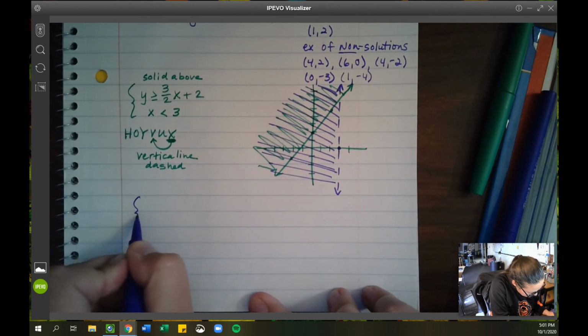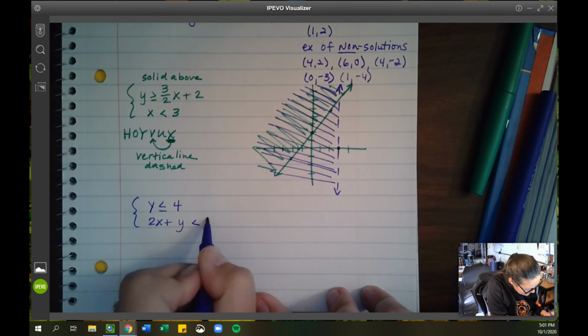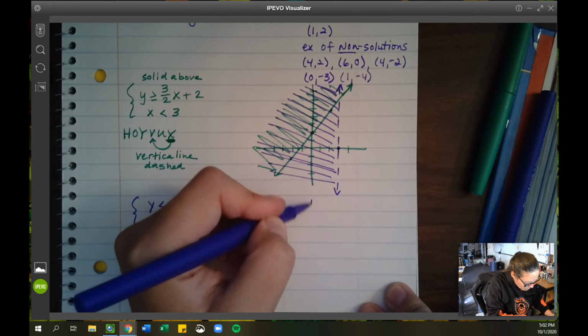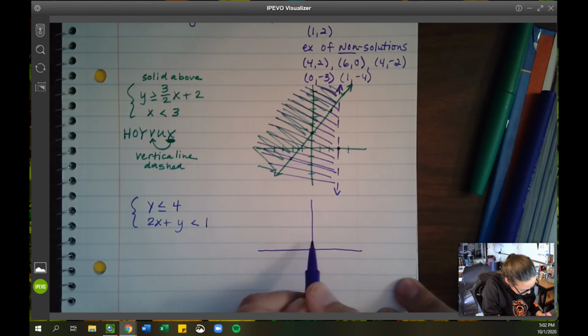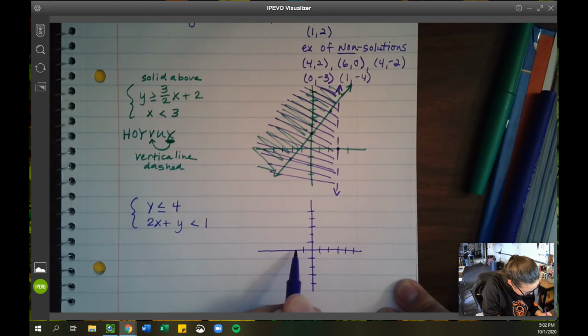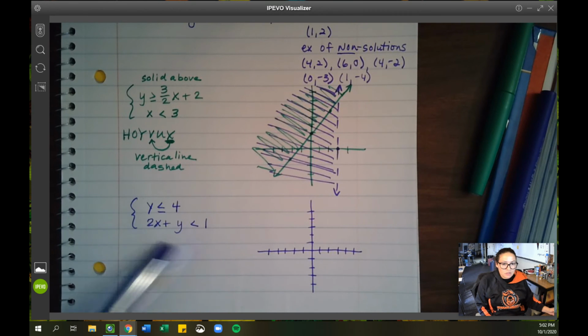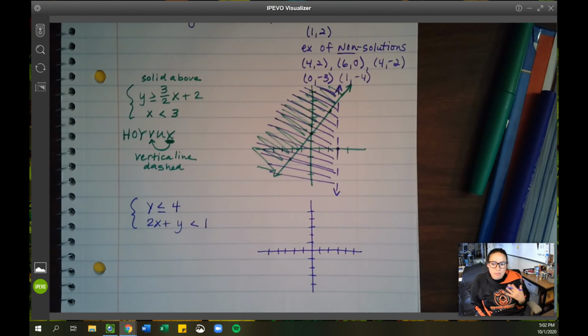All right, let's do one more. Y is less than or equal to 4, and 2x plus y is less than 1. Get our graph set up here. All right, I would like you to try this one on your own. So you're going to pause the video for me, and you are going to graph these two lines. Make sure you're checking to see if they're going to be dashed or solid. It's hard to make a solid line dashed, especially if you're using pen. And then shade either above or below for each of the lines. So pause the video and try this one on your own, and we'll check back in a couple minutes.